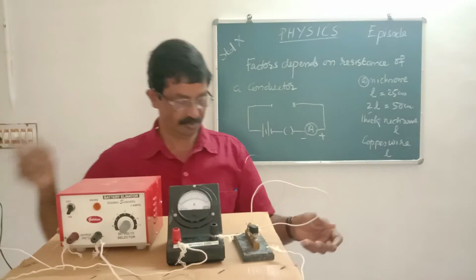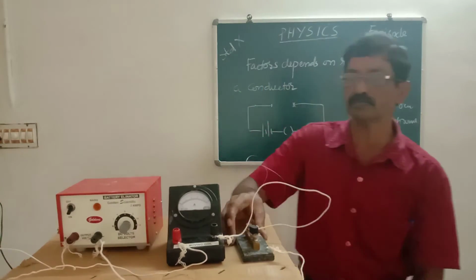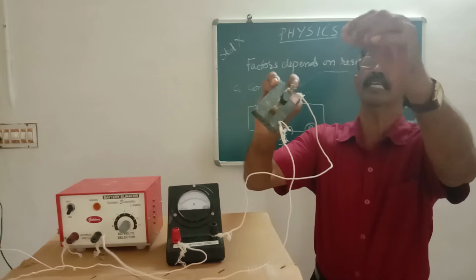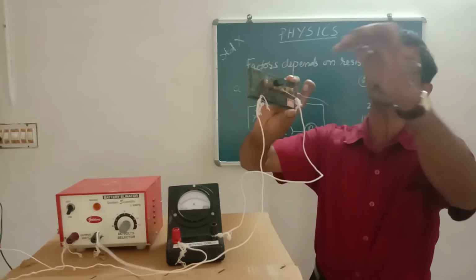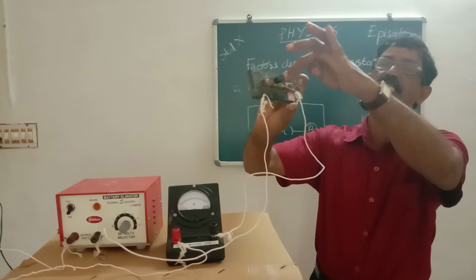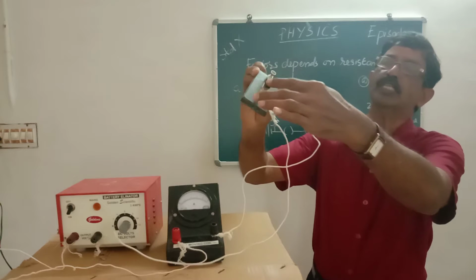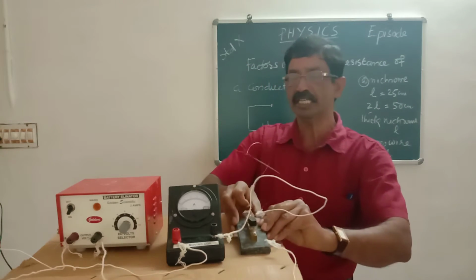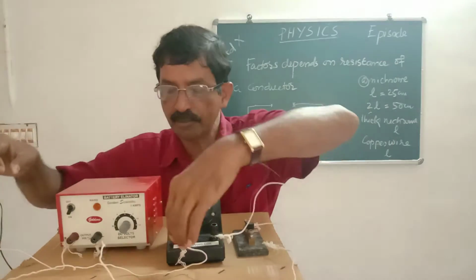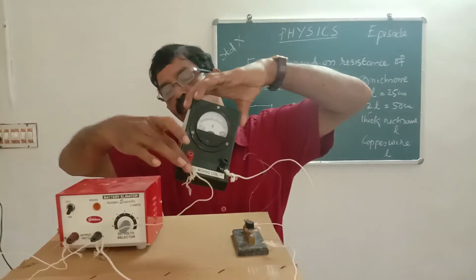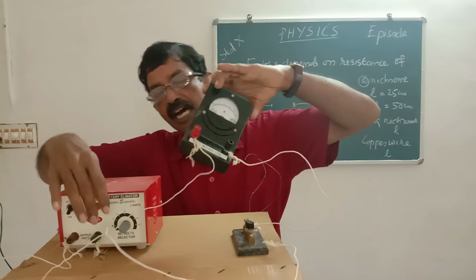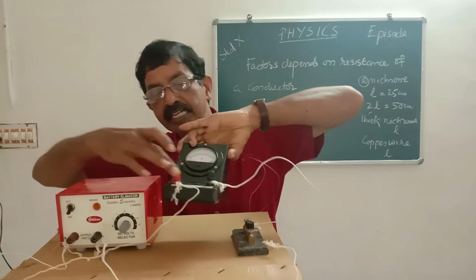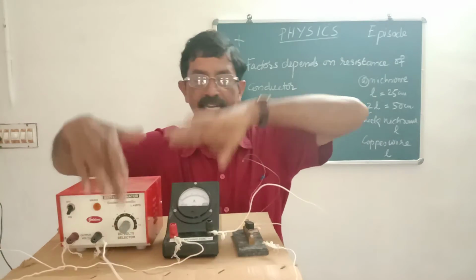At the first step, you can see the nichrome wire is connected in the circuit. There is a gap here, so the nichrome wire is in the circuit. This is the switch we are using. The red one is the positive of the ammeter, and it is connected to the positive of the battery, and the negative is connected to the negative.